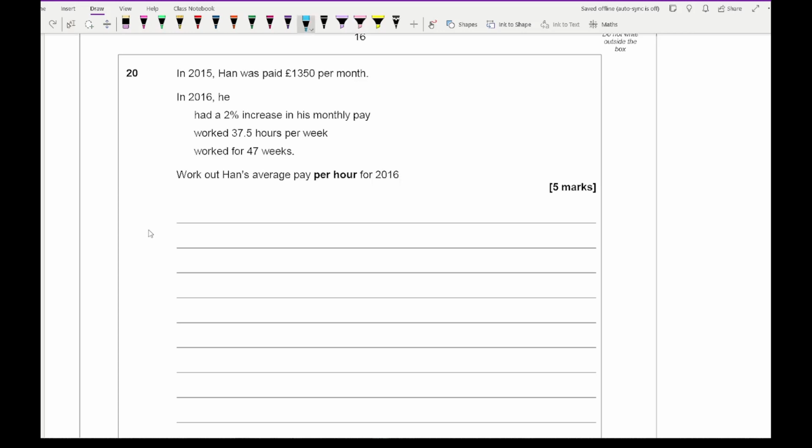So let's have a look at what his new monthly wage is going to be. And how do I do that? Well, I just increase 1,350 by 2%. So using decimal multipliers, giving him a massive pay rise there, 1,350 times 1.02, and that gives me a new monthly wage of £1,377 per month.